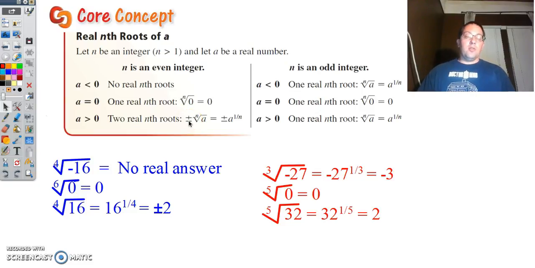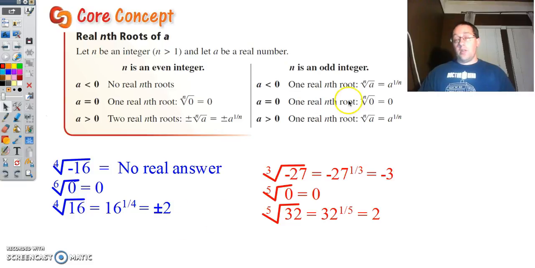So this is just like taking the square root of a number. You always get a positive or a negative square root. Well, it doesn't just have to be square root. It could be the 4th root, the 6th root, the 8th root. It doesn't matter. As long as n is even, you're going to get a positive or negative answer. You're going to get them both, plus or minus that.